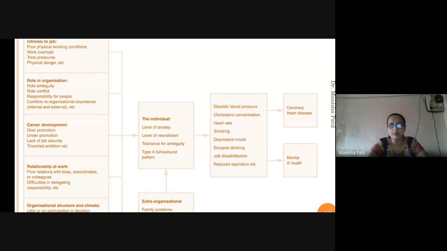Then symptoms of occupational ill health. There are certain problems which are caused because of your particular type of work. For example, blood pressure, cholesterol, high heart rate, smoking, depressive mood, escapist drinking, job dissatisfaction, reduced aspiration, etc. And finally, there are diseases: coronary heart disease and mental ill health. So because of environmental stress, ultimately, you cause a lot of problems to your heart.